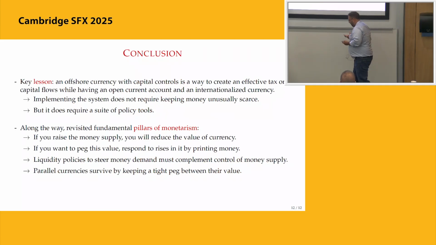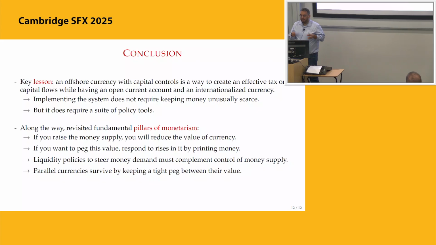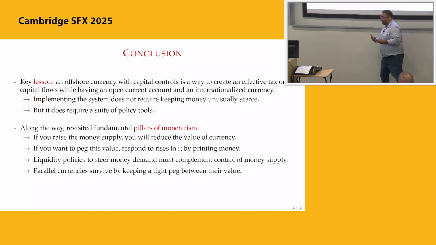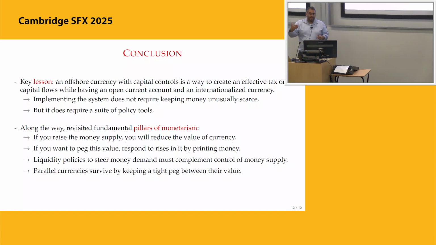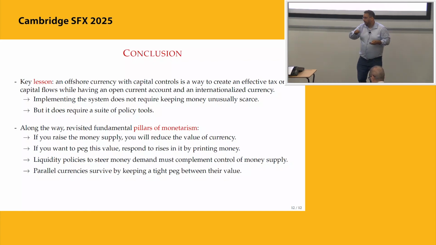So what are the key lessons from this? An offshore currency with capital controls is a way to effectively generate a capital flow tax. That's the cool thing about it. What we found is that implementing the system does not require unusually scarce money, but it does require this suite of different policy tools for it to work.